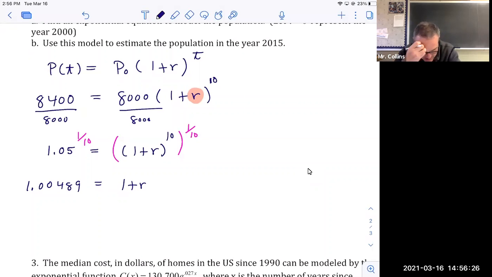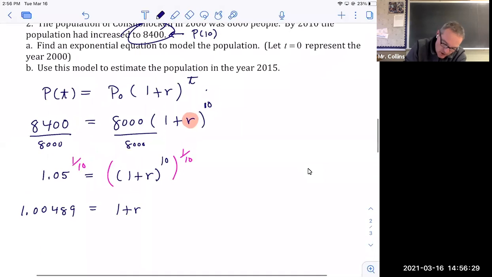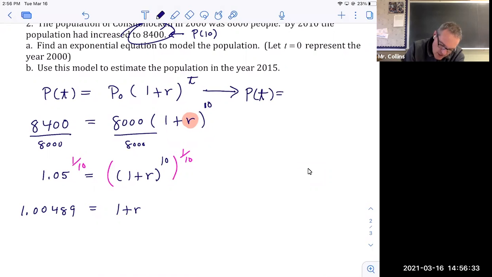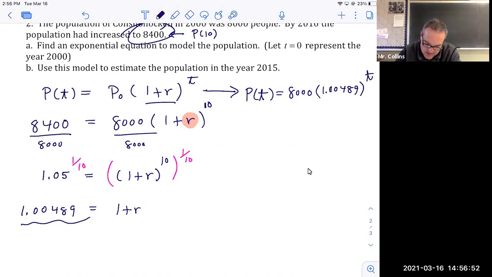I'm going to stop it there, although you should probably keep those decimals in your calculator because it does keep going. So guess what? That actually gives us our equation. So I'm going to go back up here. So our population at any given time is that 8,000, where we started. But this 1 plus R, I don't even have to solve for R. I just leave it like that, right? This 1 plus R, the base of my exponential, is 1.00489, and again, to the T. So it's a slow growth.